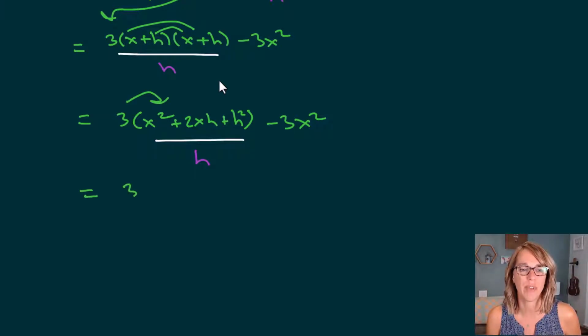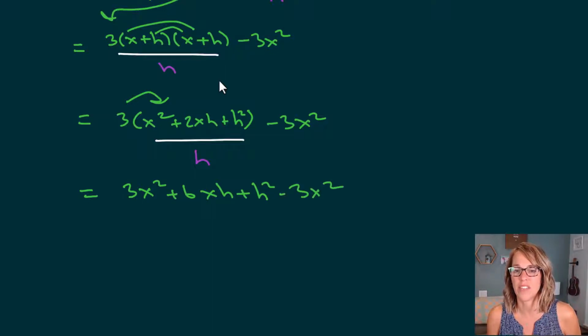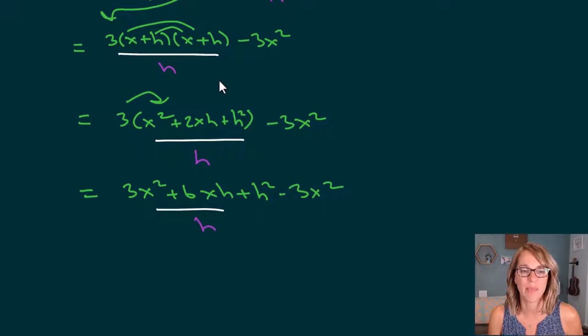So continuing to work through my algebra, I get 3x squared plus 6xh plus 3h squared minus 3x squared, and this is still divided by our h. Our goal is to cancel the h, and we're just about there. I can cancel these 3x squareds, so I'm only left with h terms. Let me bring the limit back in because I'm just about ready to apply that limit. So the limit as h approaches 0. In my numerator, I'm left with 6xh plus 3h squared divided by my h.